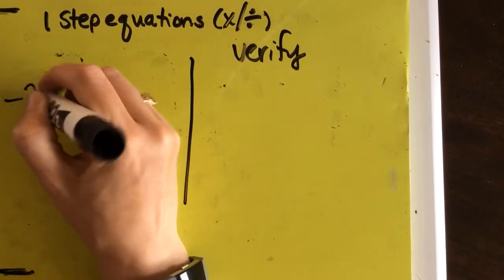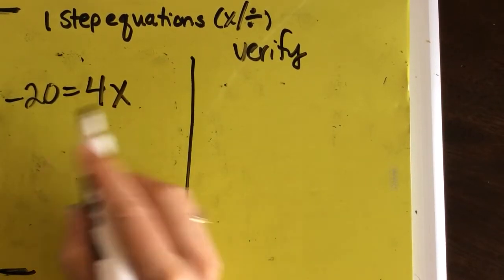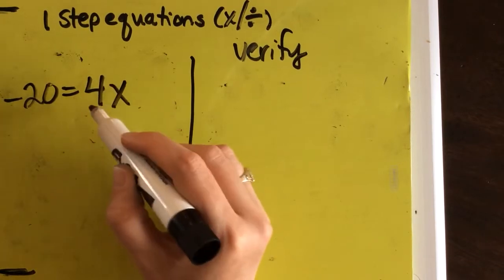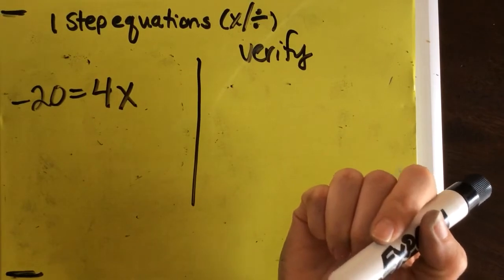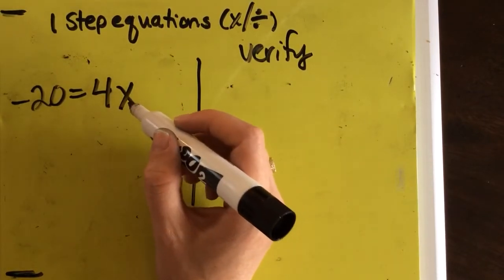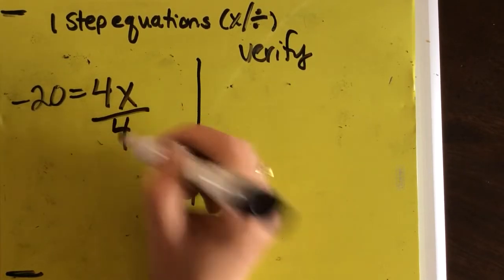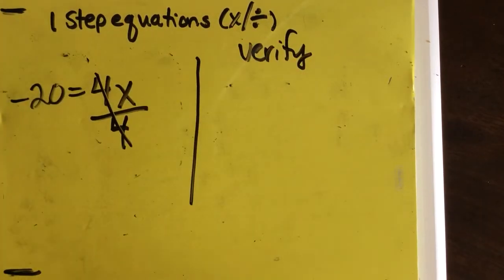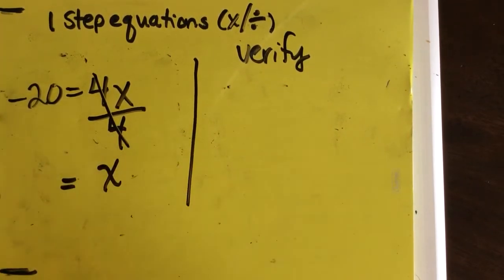Let's try negative 20 equals 4x. So in this case, our x is on the right-hand side of the equation, but that's okay. It doesn't really matter what side it's on as long as we get it all by itself. So right now I have an x and it's being multiplied by 4 because we have that coefficient of 4. So in order to get rid of that 4, we have to do the inverse operation. So the inverse of multiplying by 4 is to divide by 4, which gives us 4 over 4, which is just 1. And so that cancels out so that we only have 1x on this side of the equation.